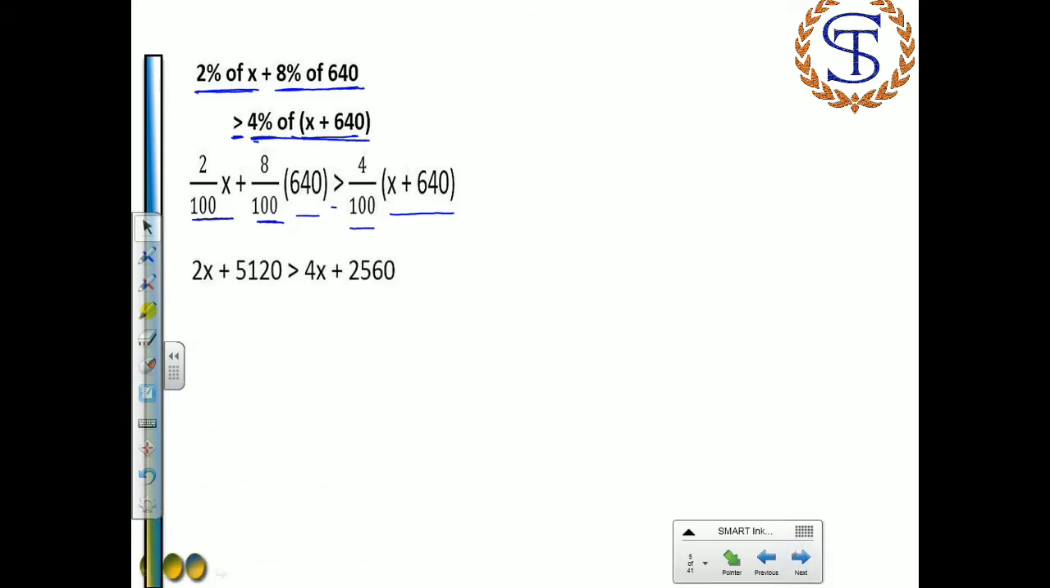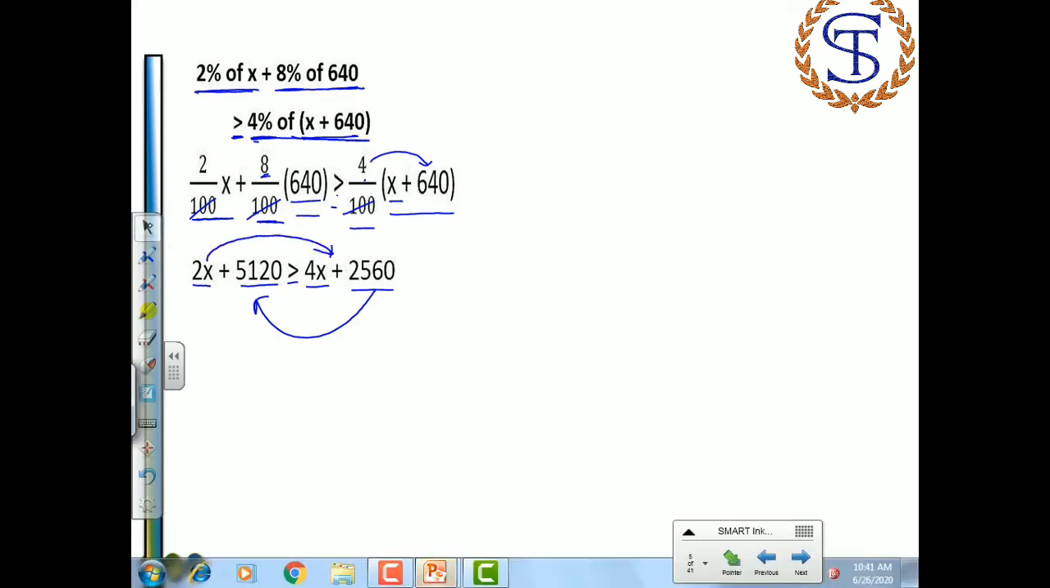Now again simplifying this, after the simplification, see 100, 100 and 100. It means 100 from LHS and 100 from RHS cancel out each other. And this is the simplest form: 2X plus 8 into 640, 5120, greater than 4 into X, 4X, plus 4 into 640, it is 2560. And after simplification of this, take this 2560 to LHS and 2X to RHS.